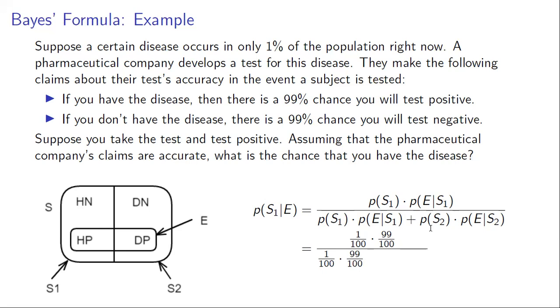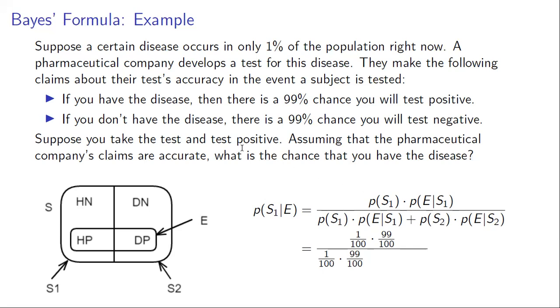Now we need to add probability of S2. So what's the probability of S2? S2 is the event where I don't have the disease. Well, if the disease occurs in 1% of the population, then there's a 99% chance I don't have the disease. Right? Again, we're assuming I don't have any other information.